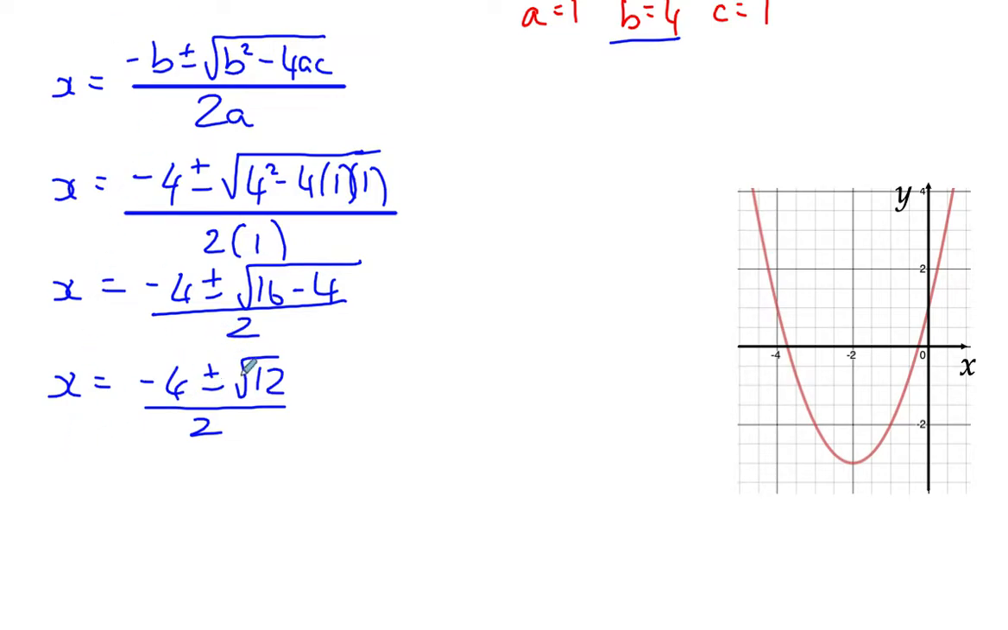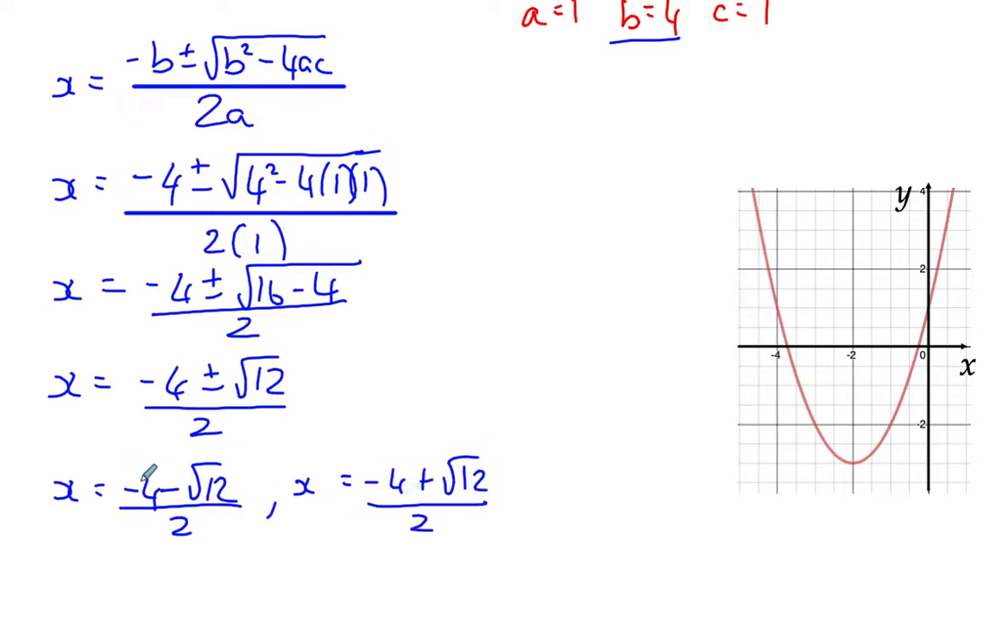So what we're saying is the fact that we know there's 2 answers. Where do the 2 answers come from? We can say that x is negative 4 minus root 12 over 2, or we can say that x is negative 4 plus root 12 over 2. And that's where our 2 answers come from. You rewrite it, one with a minus and one with a plus. And then you can take your calculator and work the answer out.